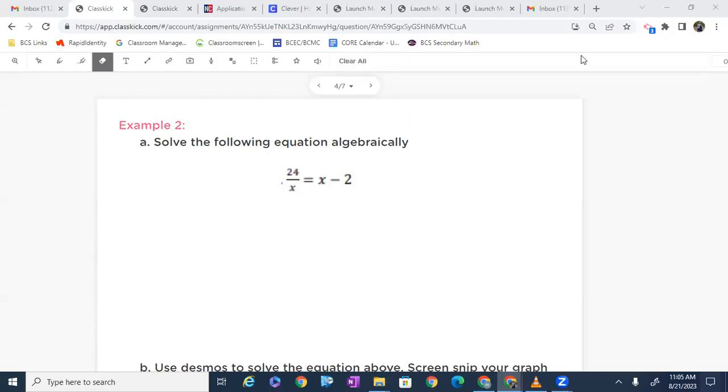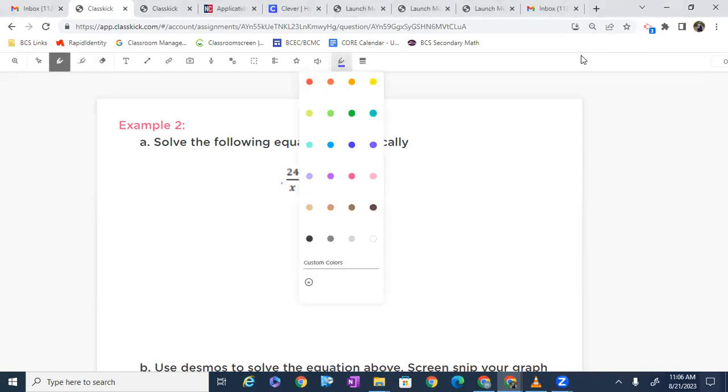All right, let's go ahead and solve an equation in which we have an inverse variation and a linear equation set equal to each other algebraically. All right, so the first thing we're going to do is identify, just like what we've been doing, what is in the denominator. And if you notice right away, we have this lovely little x in the denominator.